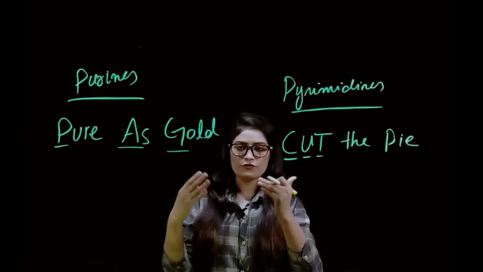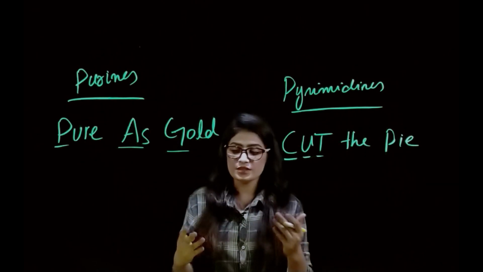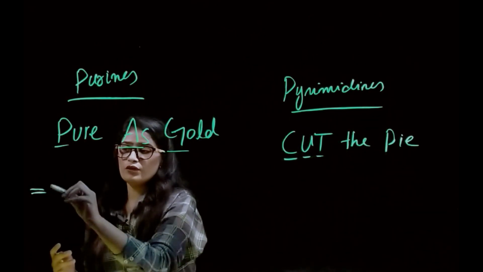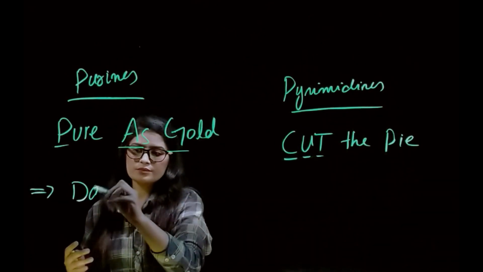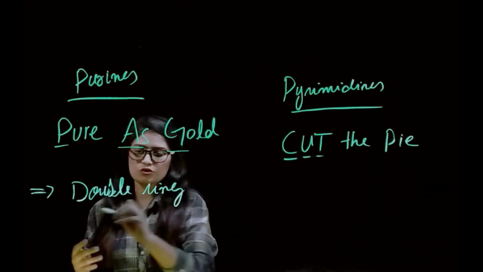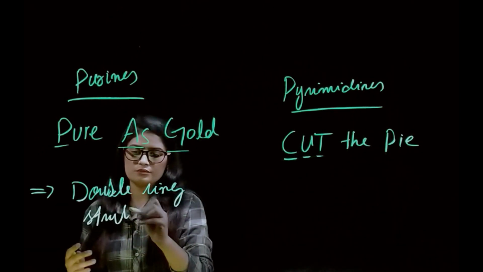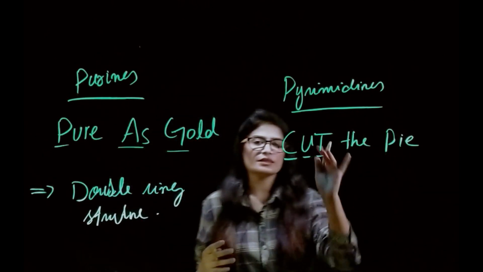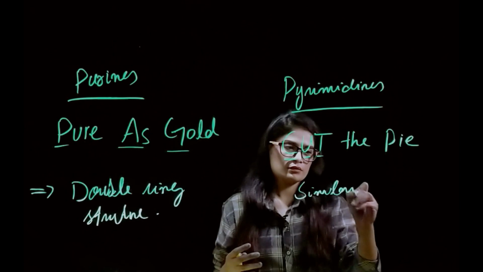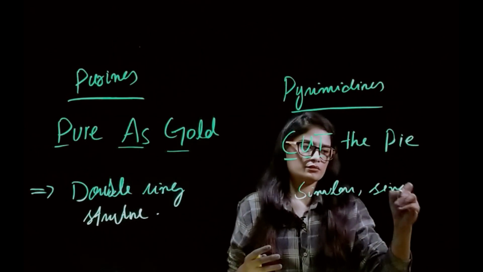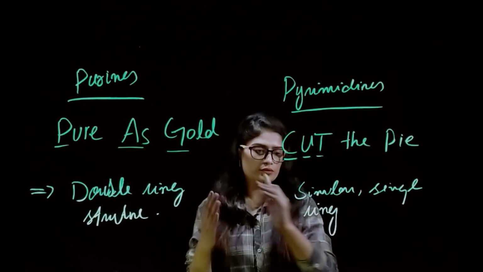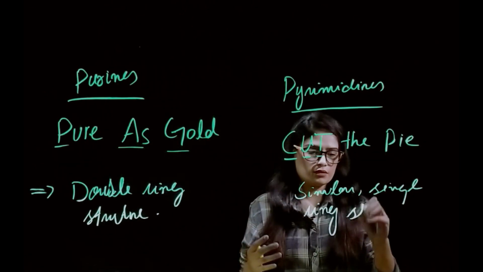And if we talk about another difference, purines have a double ring structure, while in case of pyrimidines, there is a single ring structure, as I showed you, single ring structure.